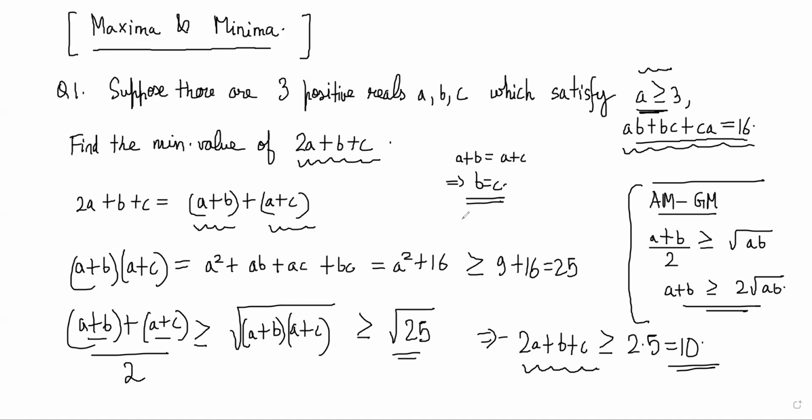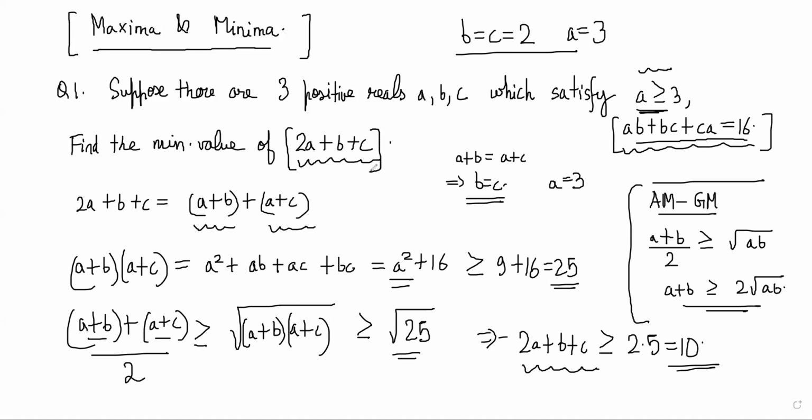And if B is equal to C, and A should be 3 for this to be 25, you can solve this equation to find that the three values must be B is equal to C is equal to 2, and A is equal to 3. That will ensure that AB plus BC plus CA is equal to 16. So what we have found is the minimum value, and we have also found when that minimum is achieved. That is a crucial step in all of these maxima minima problems. You cannot just be satisfied with an inequality. You also have to see if the lowest value or the highest value is actually attainable or not, and when does that happen.